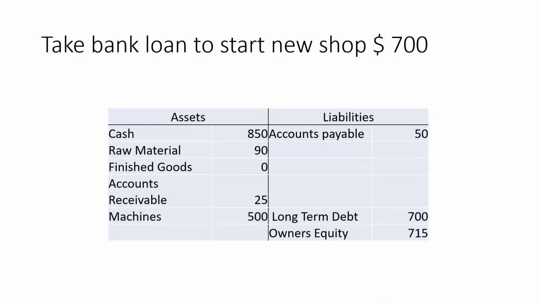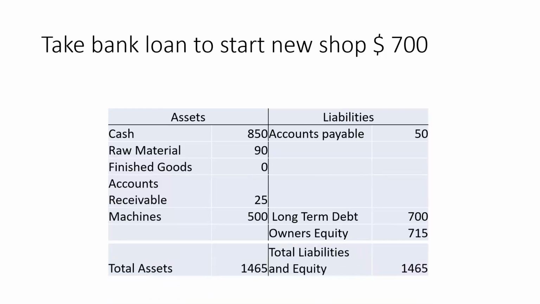In other words, the cash position, which was at 150, has now become 850, and long-term debt has now been added to our balance sheet at 700. So the balance sheet size, the size of total assets, which was initially 765, has now become 1465 on both sides. And with that, we end the discussion of balance sheet.